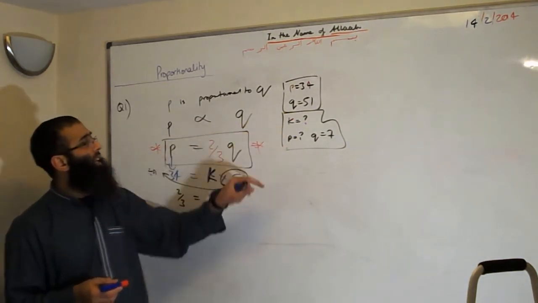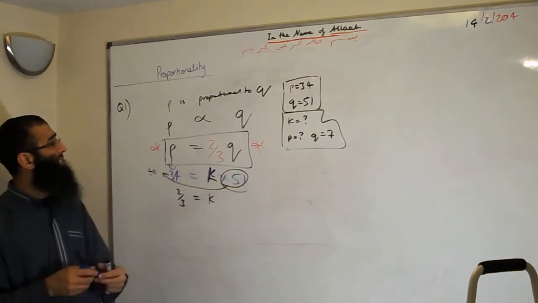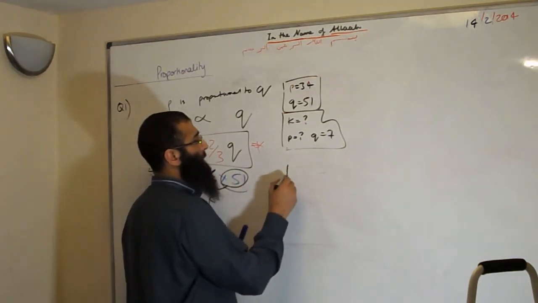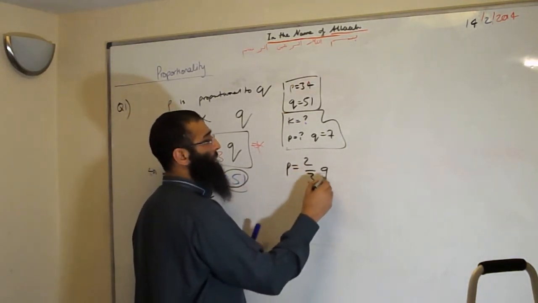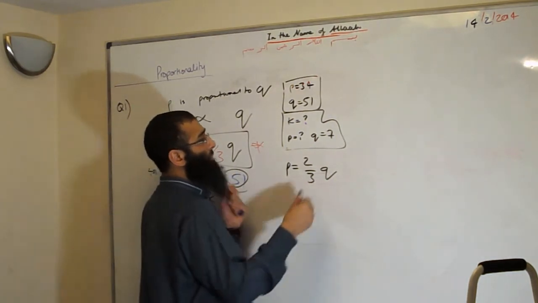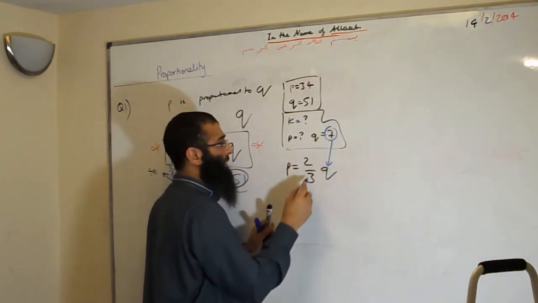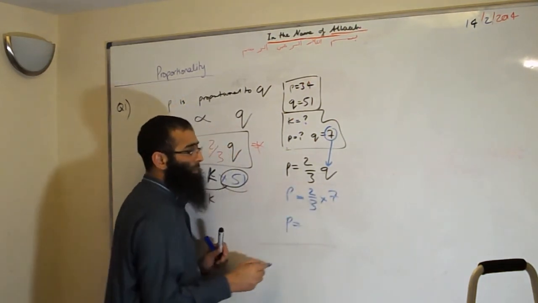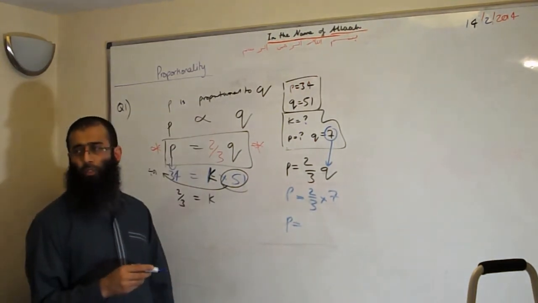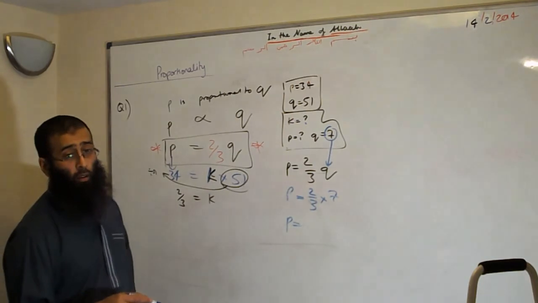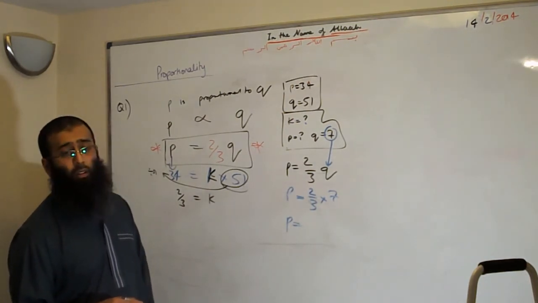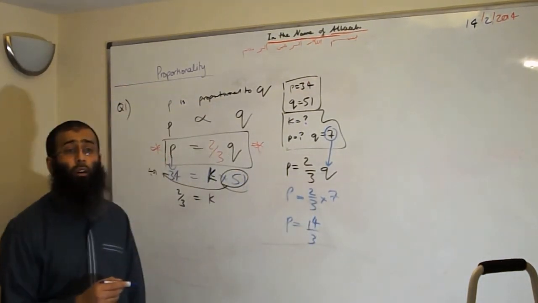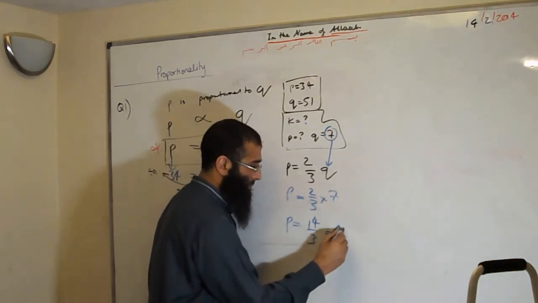Right. So we've done the K value, we've got to work out the P value when Q is equal to 7. So this is now a straightforward substitution question. So we copy it down. P is equal to 2/3 of Q. Right, what is the Q value? 7. So 2/3 times by 7 is equal to the P value. So the P value is going to be 14 over 3. 14 divided by 3 will give us what? 4.6. How many 3s in 14, folks? 4 and? 2. Yeah, 4 and 2/3. Done.